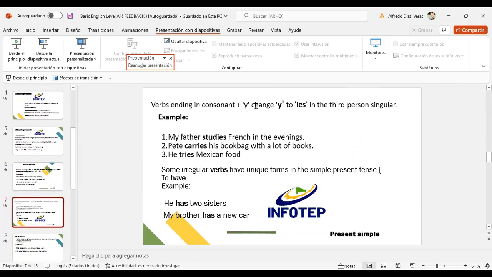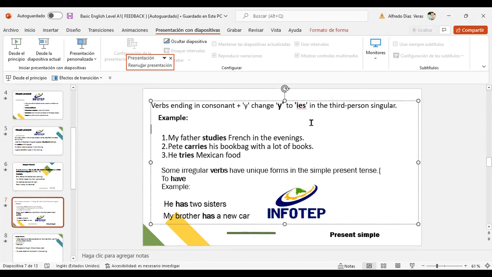When we have verbs that finish in Y, what we have to do is drop the Y and add IES, like this. My father studies French in the evenings. Studies here, but I can say I study French in the evening. You study French in the evening. They study French in the evening. Pete carries, because carry finishes in Y. He tries Mexican food. Try: I try, you try, he tries in simple present.